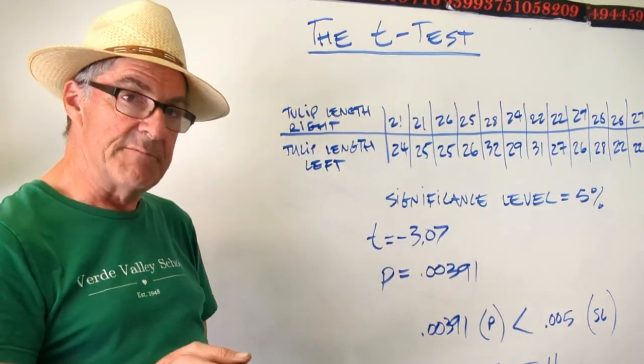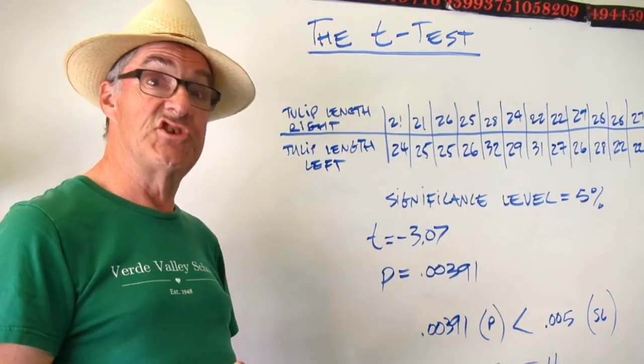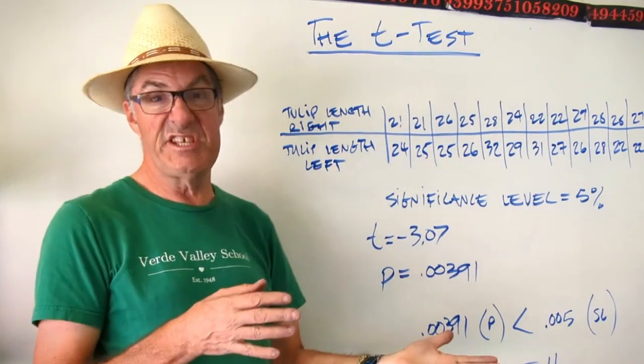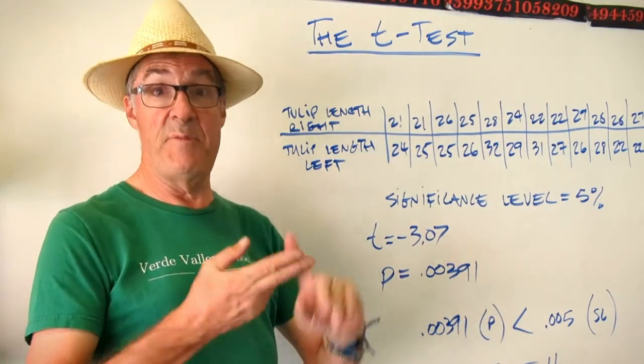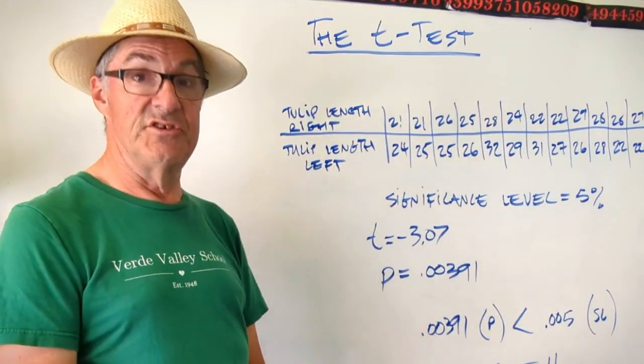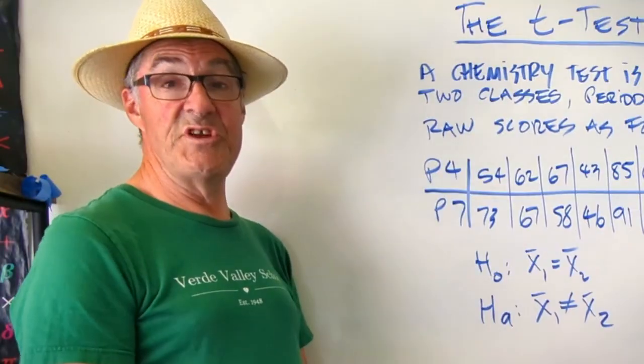So then I just took a peek in my calculator to find out which average was higher, and it turned out that the left side was higher. So whatever it is that we're testing, increased sunlight or maybe better fertilizer, it turns out there is a statistical difference between the two beds of tulips. All right, let's do another example.